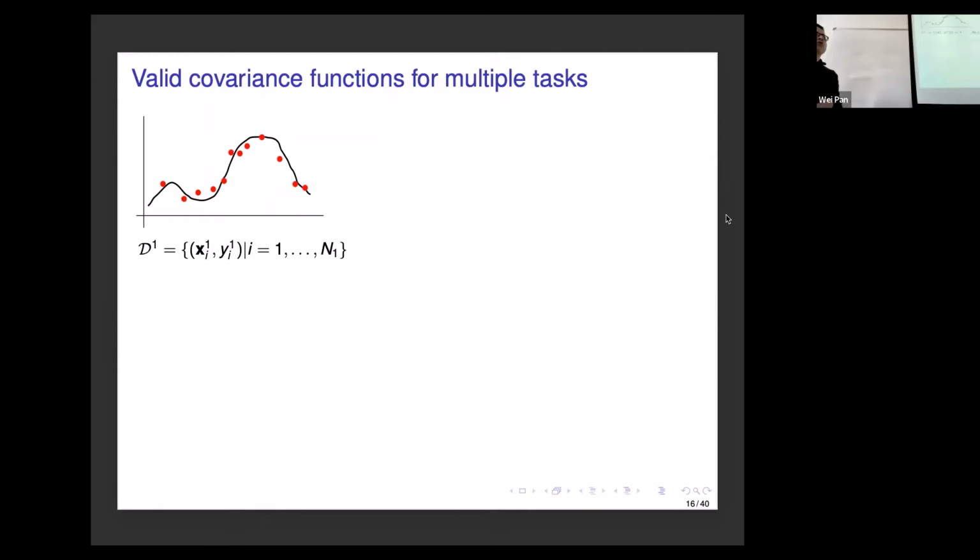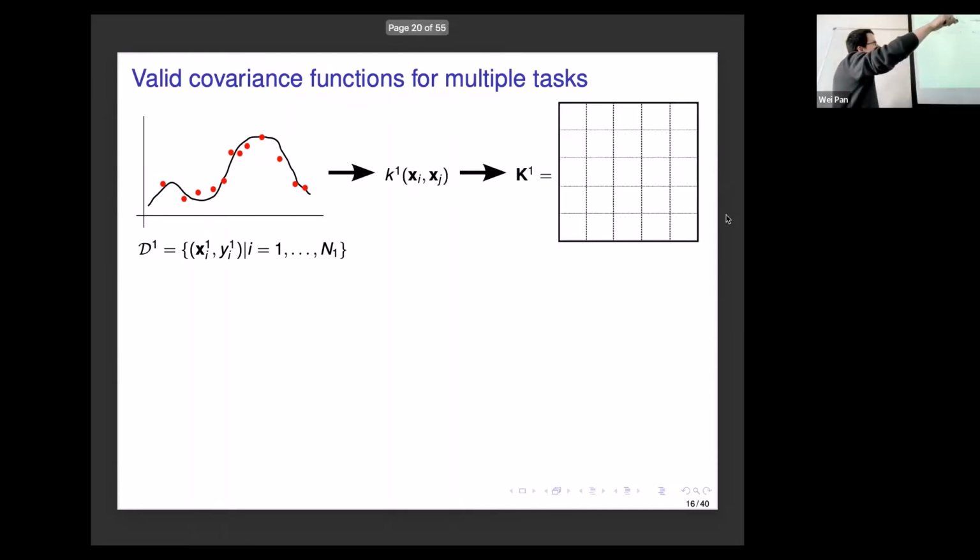So what I'm going to do is take each of my tasks, and rather than say I'm going to learn some dependency between those tasks, just assume that they are independent. So I have this data set 1 for this particular task. For example, this is the height of one of the sensors that I was telling you about before, this network of sensors. And then I define my covariance function, and then I can compute my kernel matrix to generate these Gaussians, and then compute my posterior distribution when I have data.